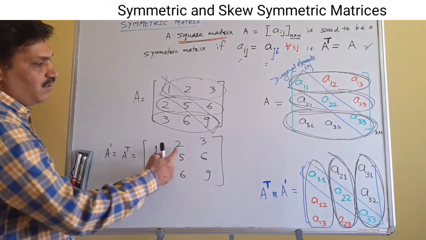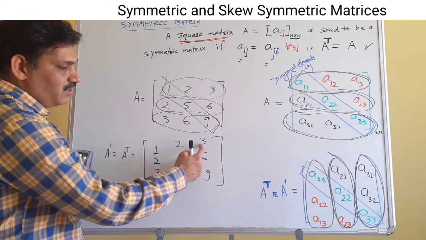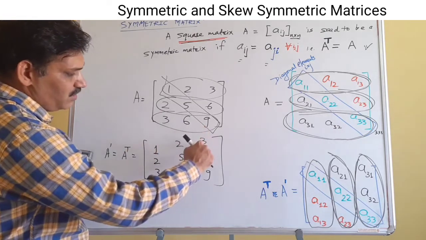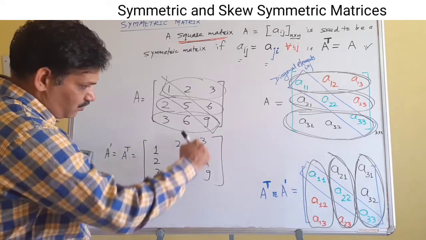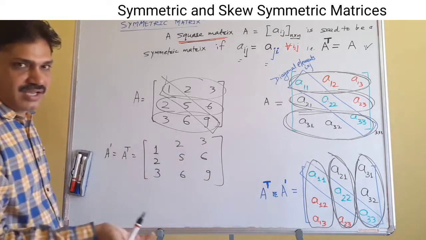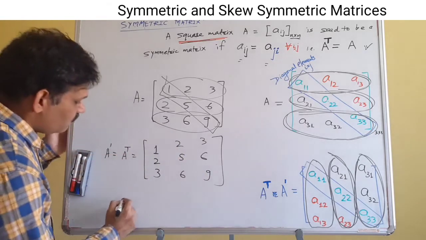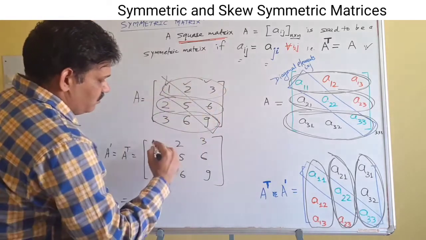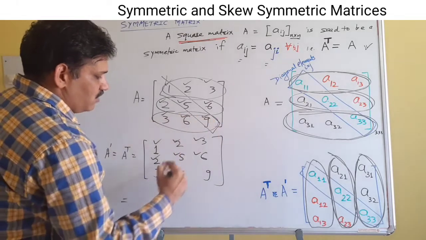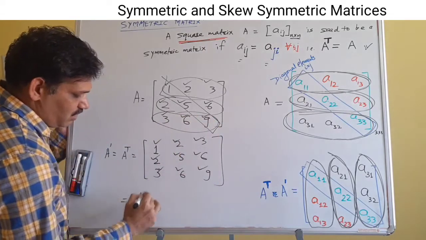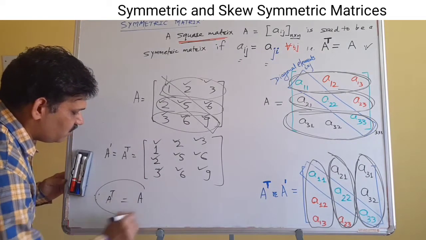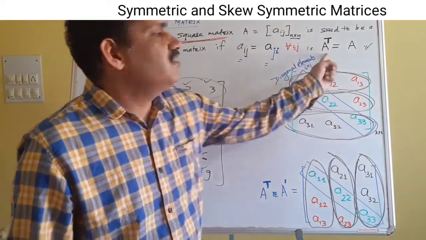Now let's check. A12 is equal to A21, A31 is equal to A13, A13 is equal to A31, A23 is equal to A32, and Aii is equal to Aii. There is no problem at all. So we get the same matrix: 1 2 3, 2 5 6, 3 6 9. So A transpose is equal to A. Since A transpose is equal to A, the given matrix is a symmetric matrix.